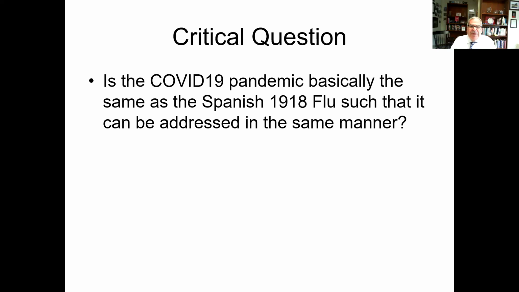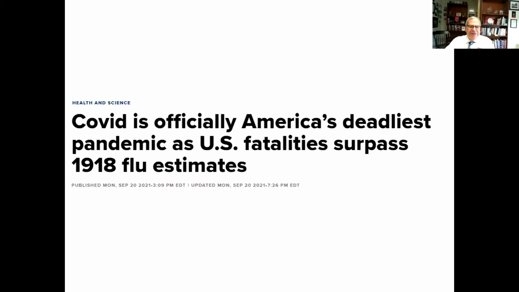So I want to close up here, and let's walk through one more example that we've been doing, and then we'll get to our poll questions. Here's a statement that's made: is the COVID-19 pandemic basically the same as the Spanish 1918 flu, such that it can be addressed in the same manner? So here's the question that you have, and you don't want to spend a long time. It's a very simple question. Can we use some of the data that we have available already and answer this question, or at least address it?